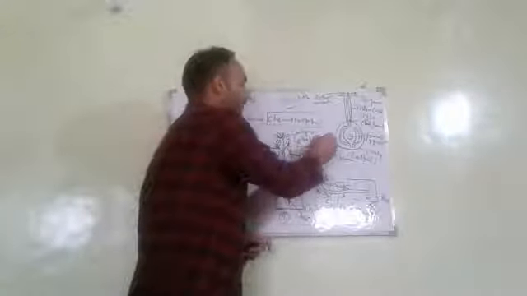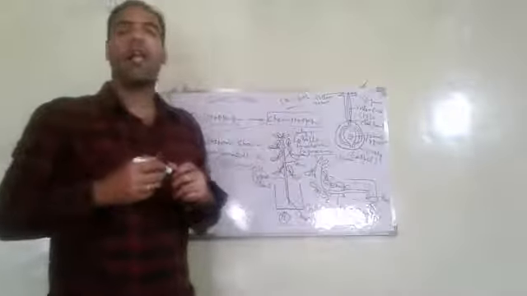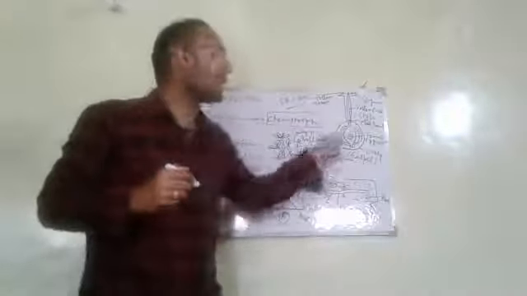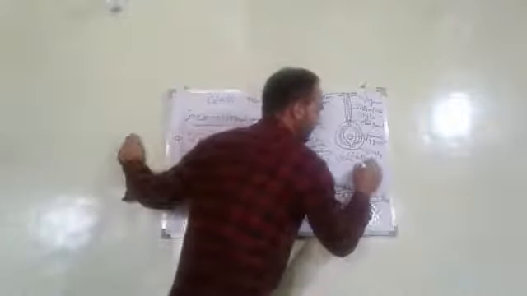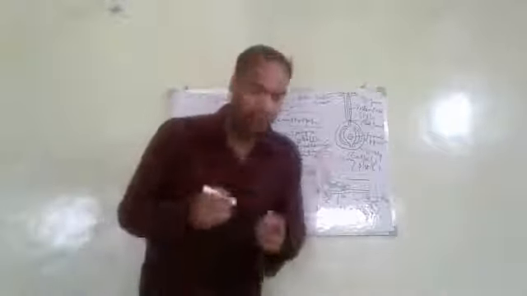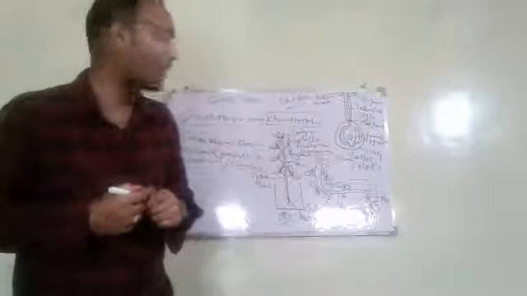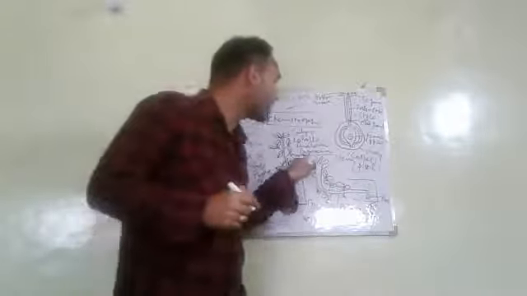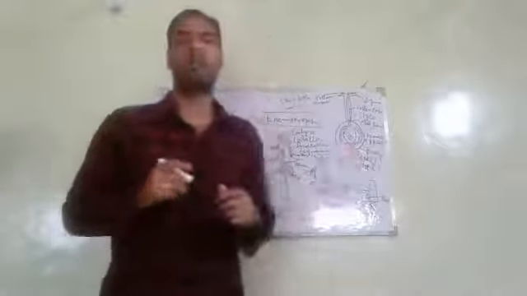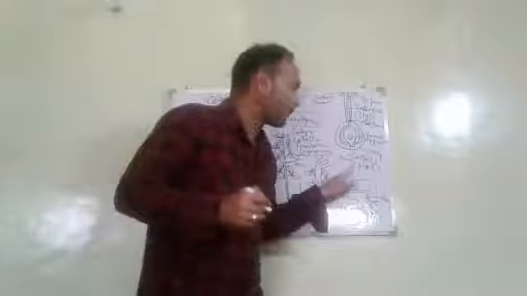known as stamen, and the female reproductive organ is known as gynoecium, and individual part of this gynoecium is called carpel. Or we can say that it is also known as pistil. Now this carpel or pistil is the female reproductive organ of flower. Now what is the structure of this carpel or pistil?